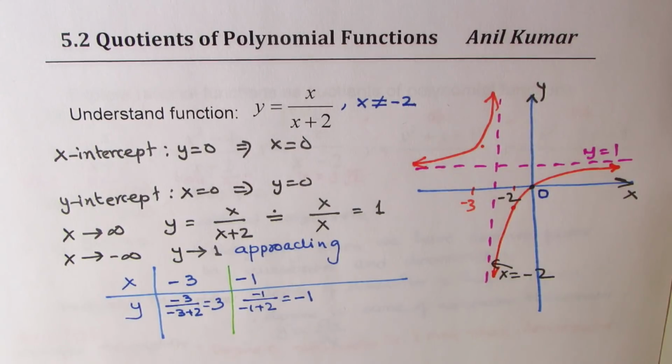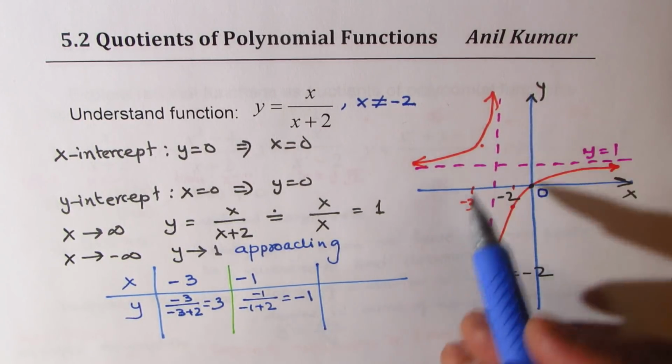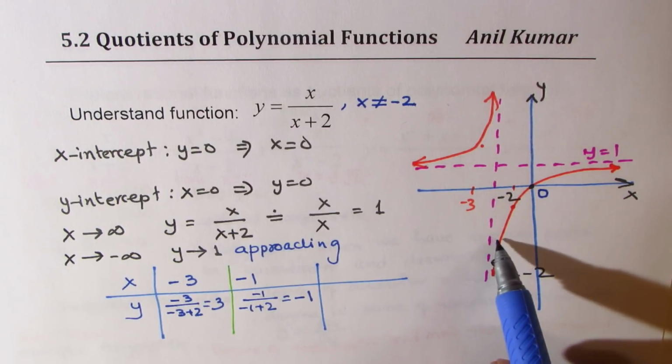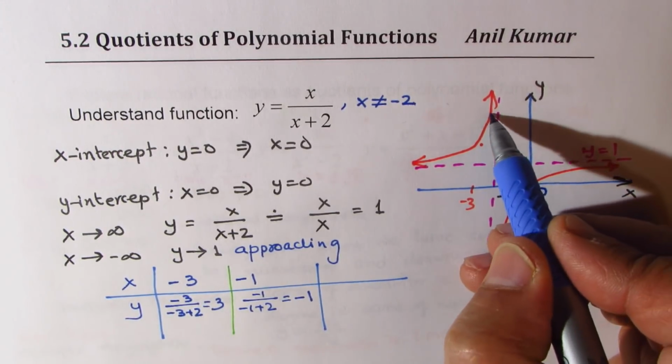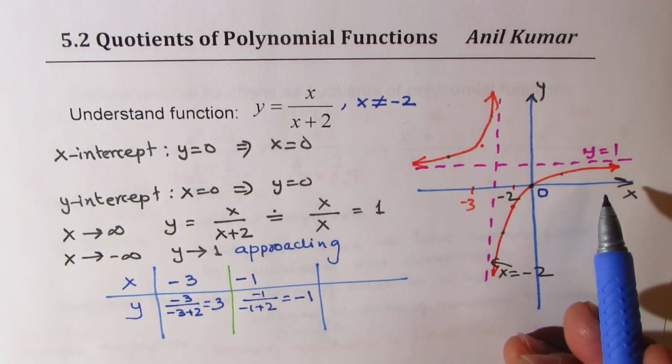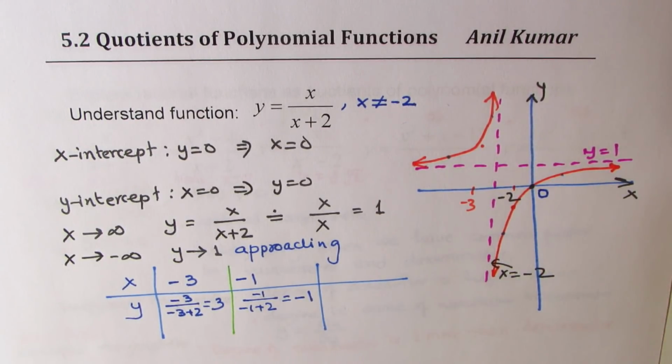Now, you could always take some values which are much closer to -2 from both sides to get some more points here. You could do that after taking a few points, but whatever I've drawn gives you a fairly good idea of sketching it. So I hope that helps.